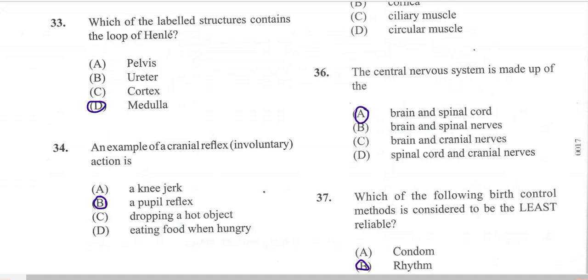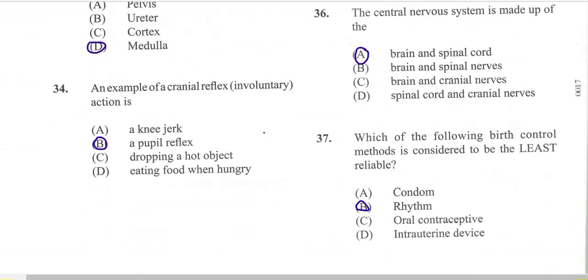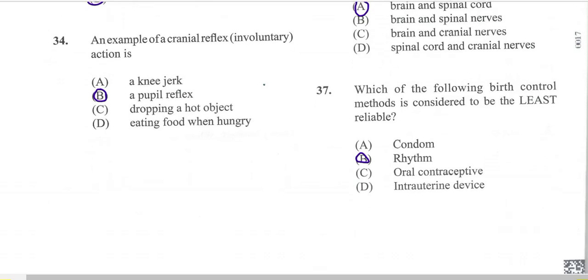37. Which of the following birth control methods is considered to be the least reliable? Least reliable, yes, the condom will burst. Oral contraceptive, you will forget it someday. Intrauterine device, it's there. However, the rhythmic sex, you never know how things will change. The biological processes, of course. B is going to be our answer for 37. We think that the rhythmic sex is pretty much chance sex, or chance contraceptive. So B is the answer for 37.